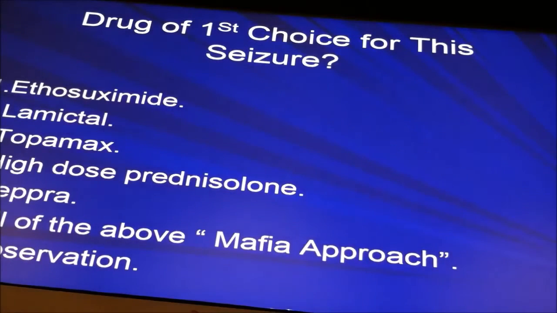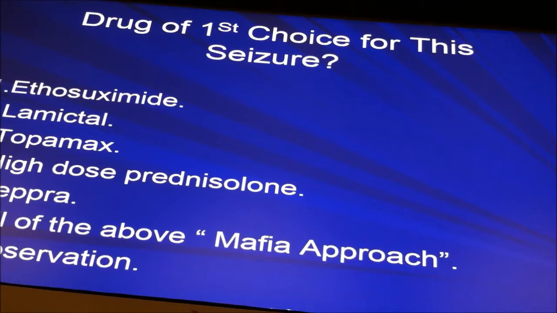Now, I want you guys to look at this patient, and with your falcon eyes, I want you to tell me your opinion. Look at the abnormal discharge. It ended now. Huh? So, drug of choice for this seizure. I would go with ethosuximide, Lamictal, Topamax, high-dose prednisone, Keppra, all of the above, or observation. Naive approach? I hope not.